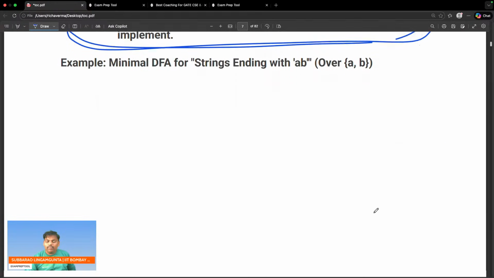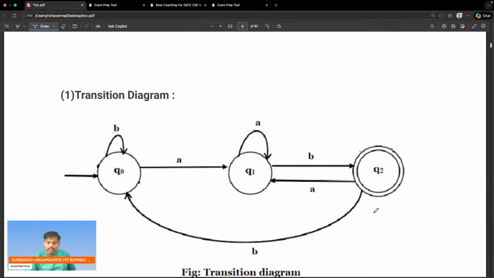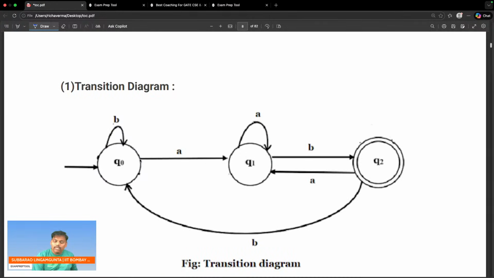Minimal DFA for strings ending with AB. You can see, ending with AB: on AB, you will go to the final state. Suppose after AB again some A came. A came, so I will be waiting here. On B, I will go to the final state. Suppose after AB, B came. I think the ending problem came, so I will go here. Afterwards, whenever AB comes, I will come back.